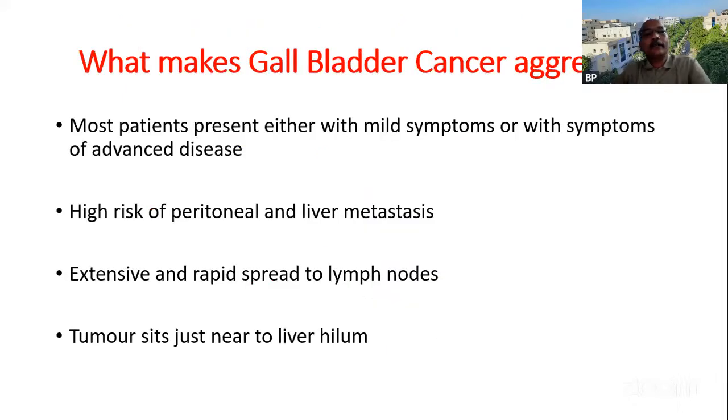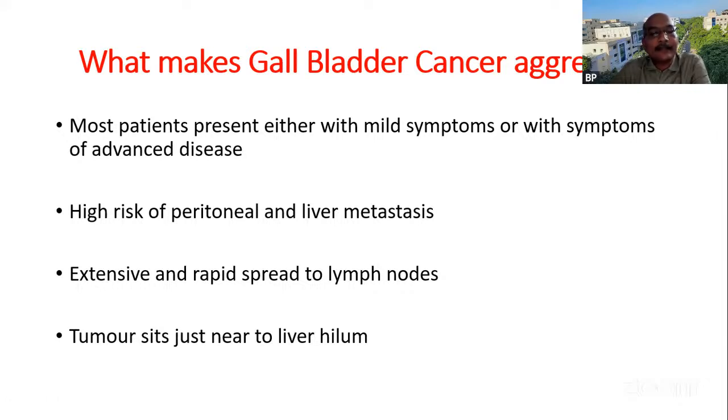So what makes gallbladder cancer an aggressive malignancy? Basically, most patients present either with mild symptoms or asymptomatic, and at the other end of the spectrum we have symptoms of advanced disease. For a malignancy, what we want is moderate symptoms where they present early, but with symptoms. That doesn't happen too often in carcinoma gallbladder. And when they present, there is high risk of peritoneal and liver metastasis.